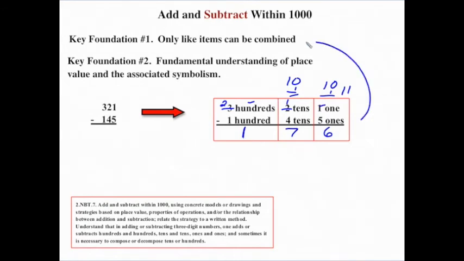Now to connect back to this idea of adding like items, when you see the number 176, that's understood to be 176 ones. So to reinforce these ideas, it might be a good idea to take that 100 and change it all to ones, and take the 7 tens and change that to ones, and then my 6 ones, to solidify the idea that what we really have here is 176 ones. So this standard was all about adding and subtracting within 1,000, with a special emphasis on the idea that you can only add and subtract hundreds with hundreds, tens with tens, and ones with ones.